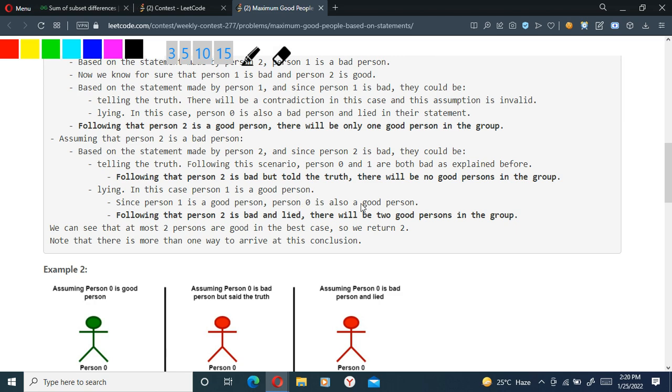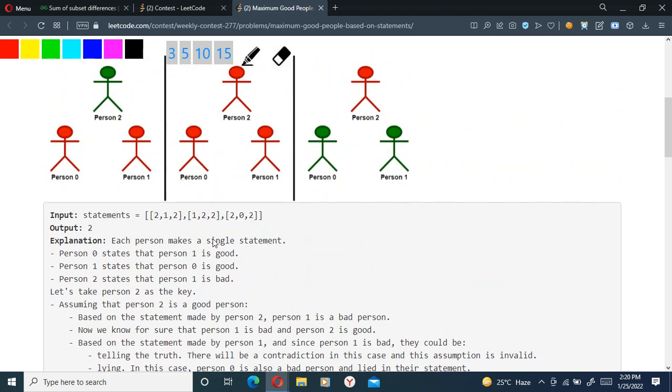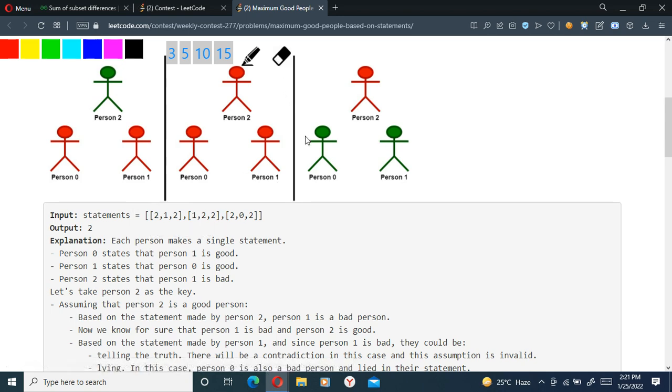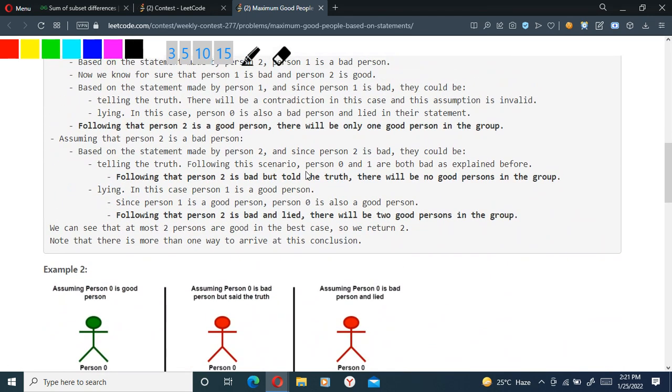Person 1 is good, since person 0 is also a good person. If there is a statement that this guy made, then it can be bad, or yes, it can be good. So there is a condition that if it is bad, then all these conditions made are null and void. So I know now these two persons could be good or could be bad. I do not know right now. Right? I do not know.